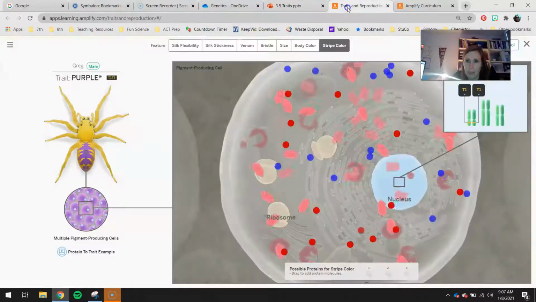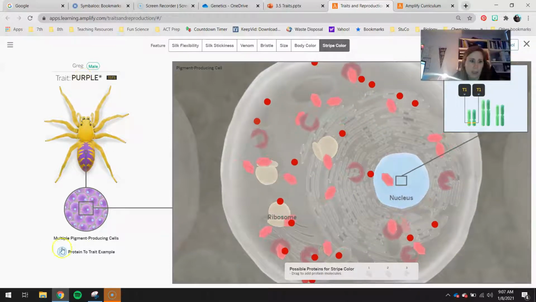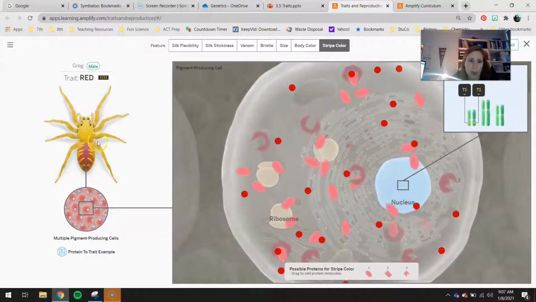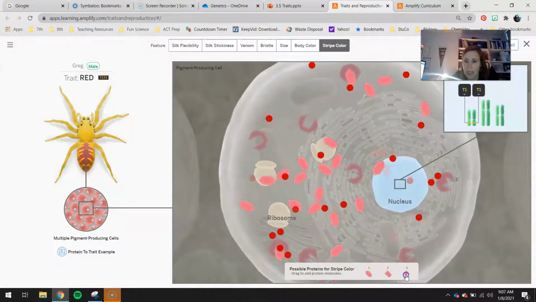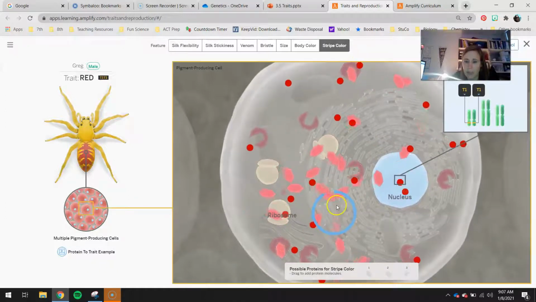And now do the same thing, reset it. Okay, let's see here, where do we go to reset? Oh, it goes back to red after a little bit, so you guys can just go ahead and add protein 3 to that circle.